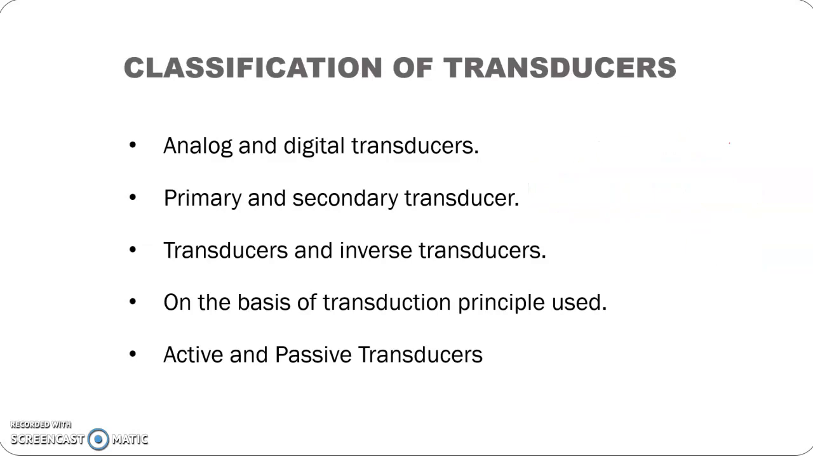The third classification is transducers and inverse transducers. So the transducer is the same thing, which is converting a physical quantity into an electrical quantity. So physical is converted into electrical signal. But in inverse transduction, it is a reverse process. That is, an electrical quantity is converted into a physical phenomenon. Then it is the inverse transducer.